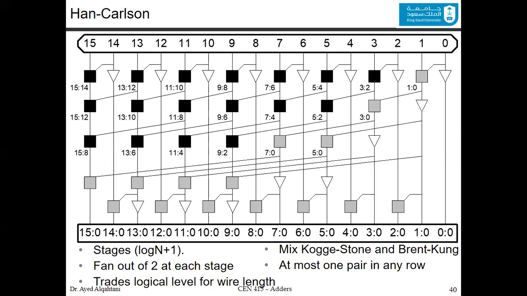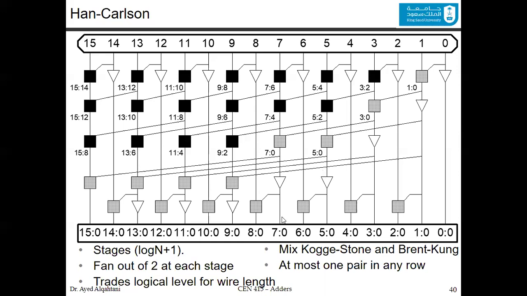Now, next we have the Han-Carlson. In the Han-Carlson, the stages are log n plus 1, and it's a mix between the Kogge-Stone and the Brent-Kung. You can see some of the ideas of the Brent-Kung, and there is also the wiring that comes in the Kogge-Stone. It has a fan out of 2 at each stage, at most 1 pair in any row, and it trades the logical level for the wire length.